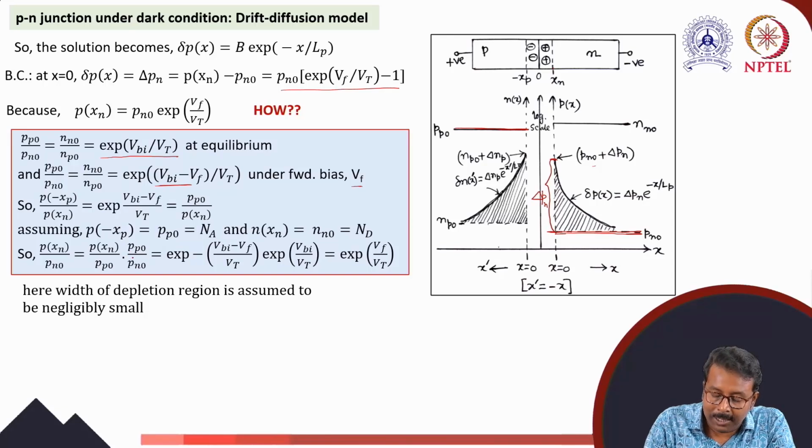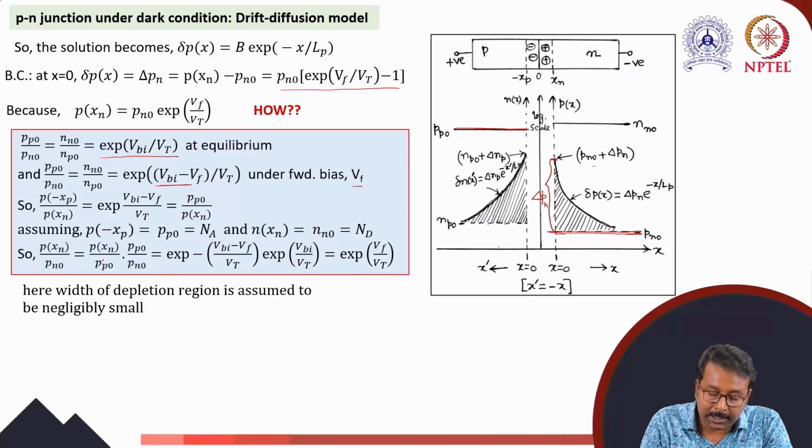This will be Pxn by Pp0 and Pp0 by Pn0. Already we have got the expression. What is this expression? That is Pp0 by Pn0 is equal to exponential (Vbi minus Vf) by Vt. So put the value of Pp0 by Pn0 here. This is the value. So Pn0 by Pp0 will be exponential minus (Vbi minus Vf) by Vt, and this Pp0 by Pn0 is exponential Vbi by Vt.